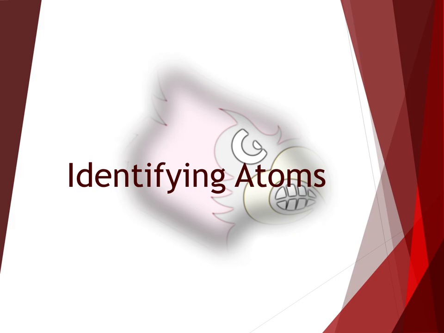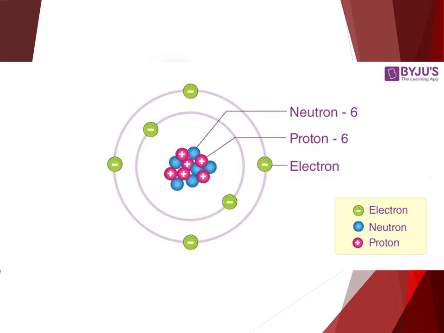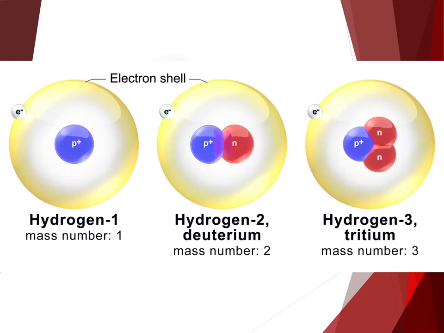Our next main idea: identifying atoms. The atoms of each element differ from one another. These differences account for the various properties that the elements exhibit. The primary detail that identifies the atoms of a specific element is the number of protons within the nucleus, represented by Z, as previously stated.